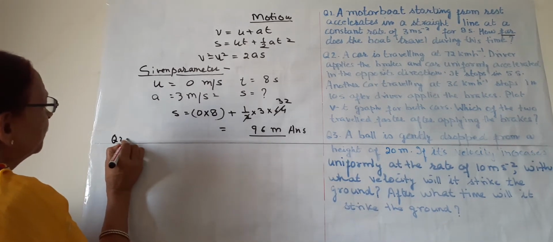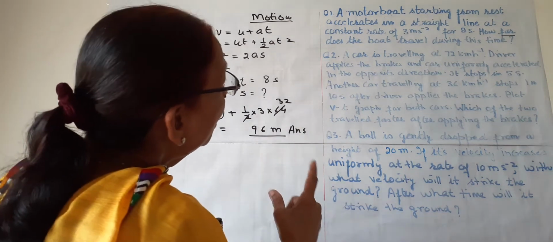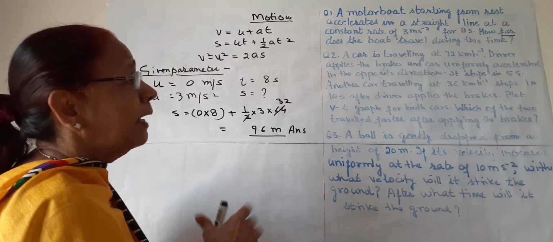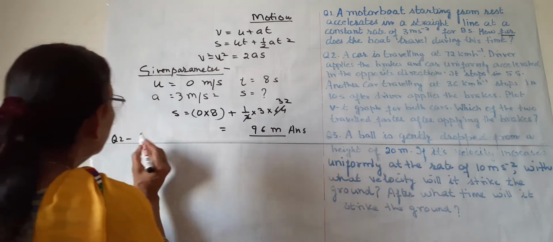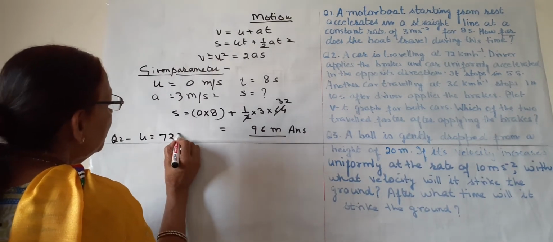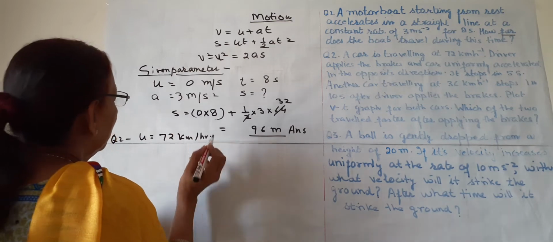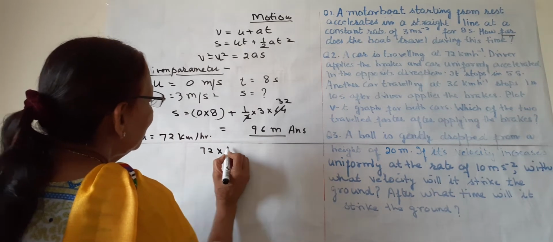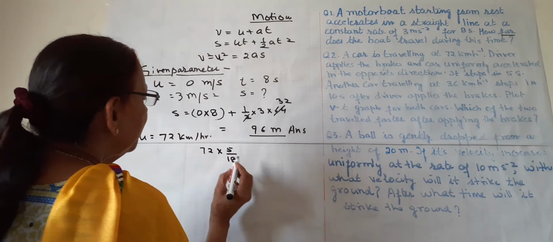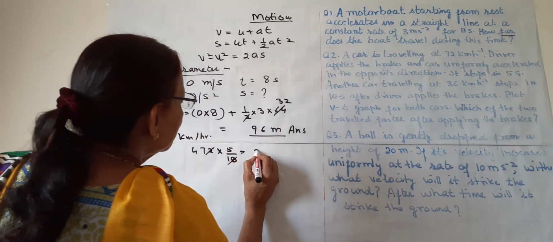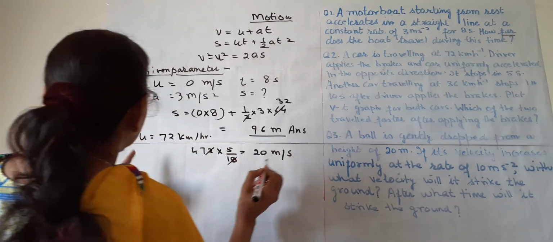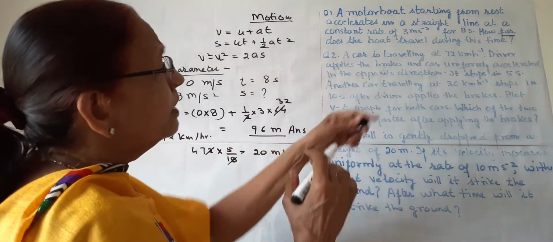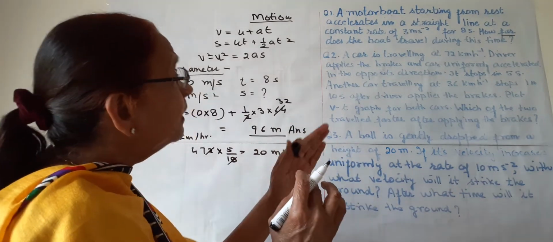Now question 2. Read this question. A car is traveling at 72 kilometers per hour. That is, u is 72 kilometers per hour. We have to change this into meter per second. All of you know, we will multiply it by 5 by 18. It is 20 meter per second. This is u. u is 20 meter per second because the car is already traveling. It is not at rest.